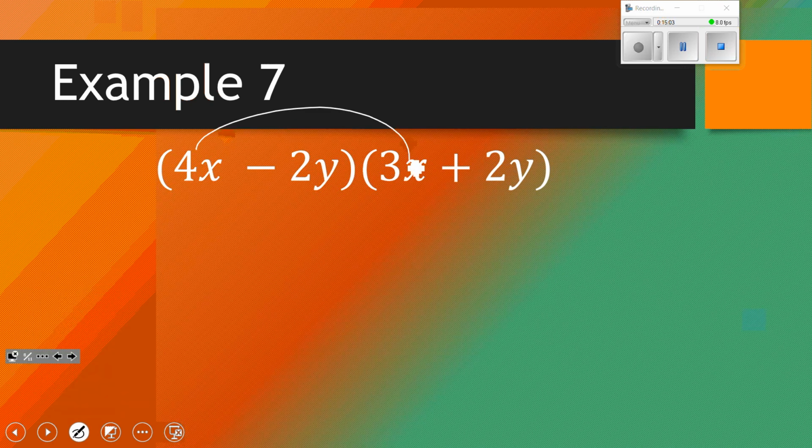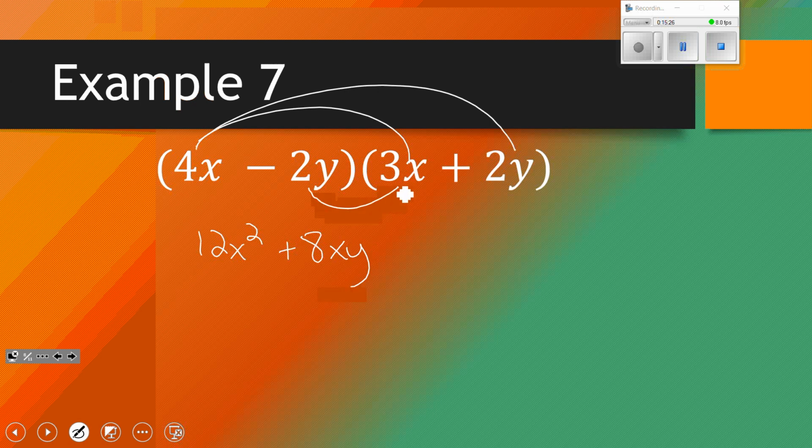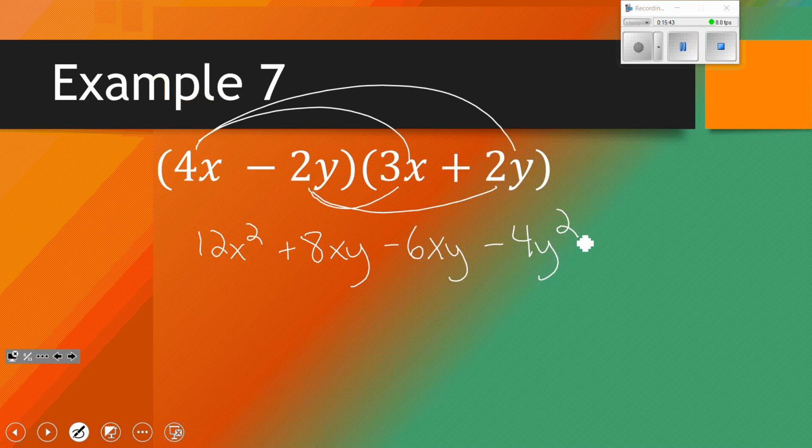4x times 3x is 12x squared. 4x times 2y, you do your numbers times your numbers, so 4 times 2 is 8, and then xy. You just smush them together if they don't match. Negative 2y times 3x is negative 6xy. Then negative 2y times positive 2y is negative 4y squared. And the question is, does anything match?